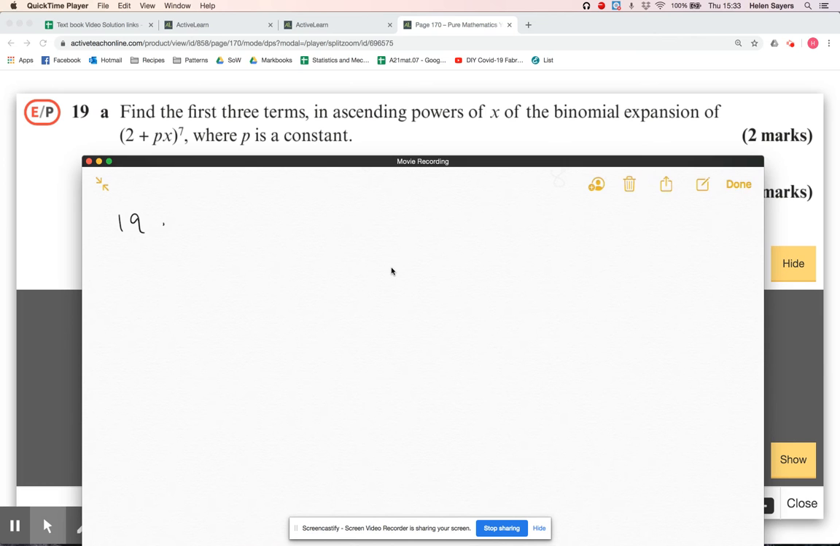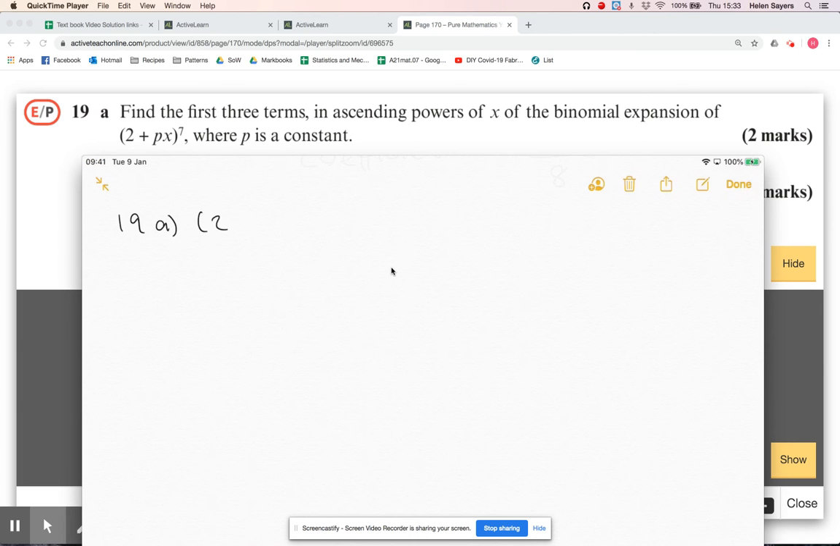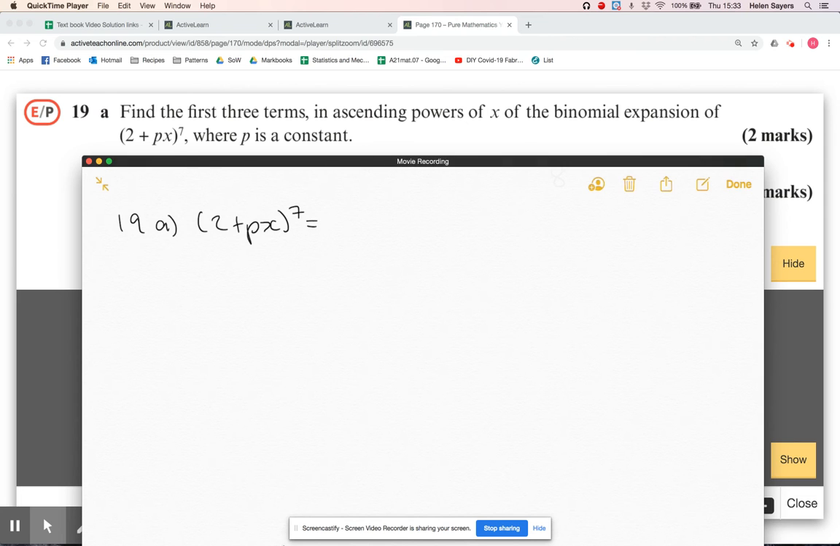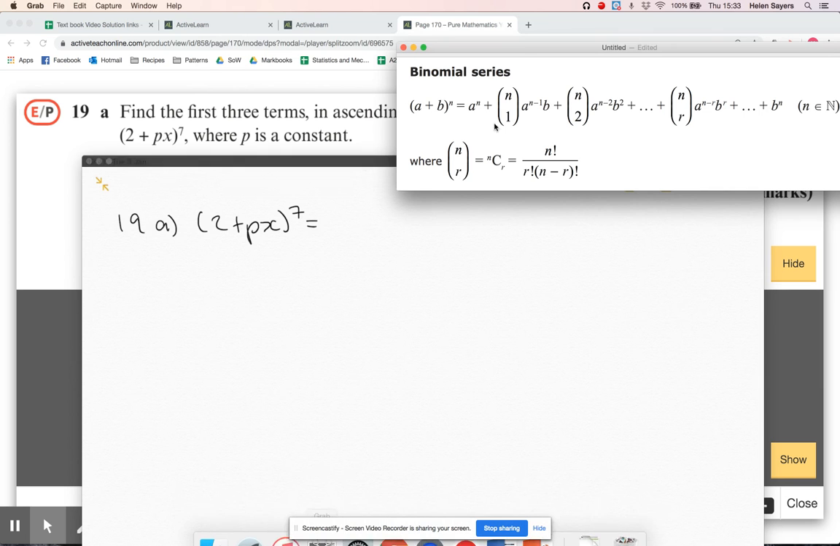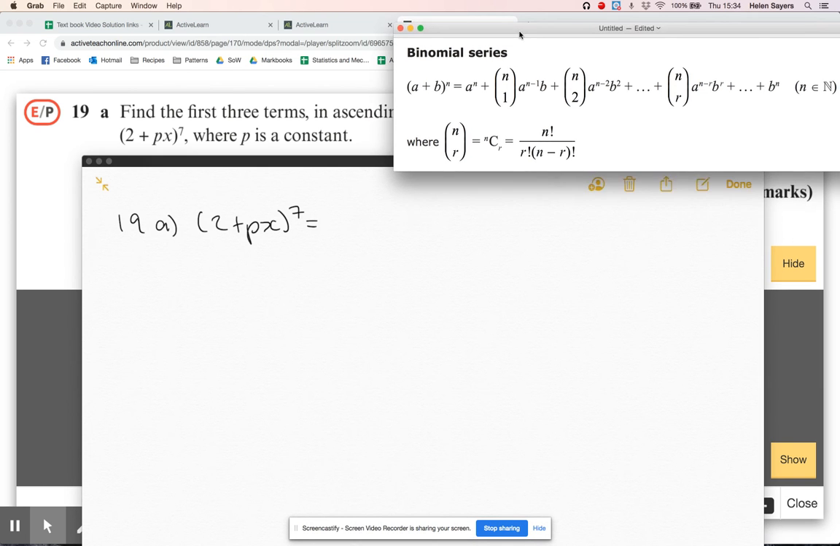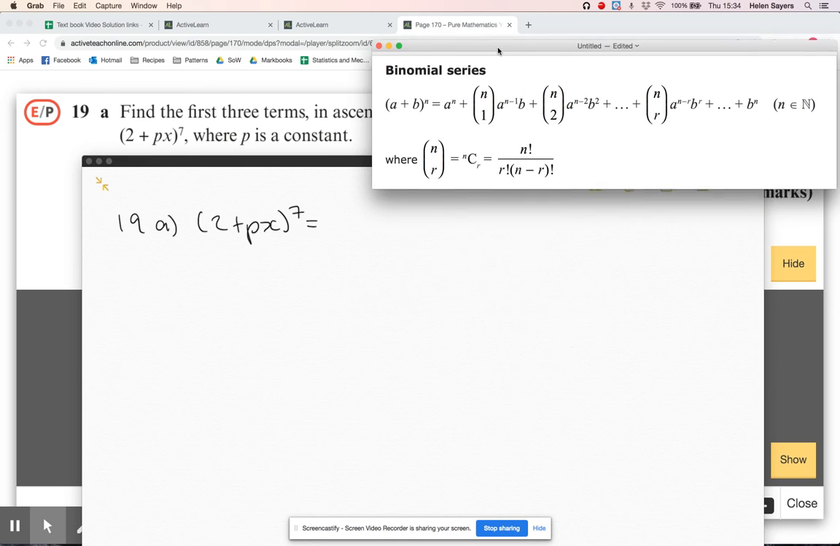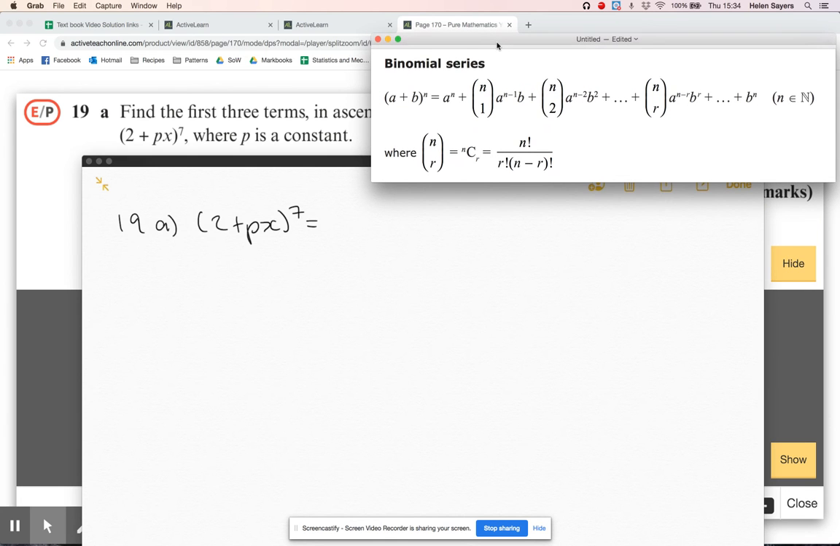So I am doing (2 plus px) to the power of 7. You are given the binomial expansion formula, so you do have that to refer to. You're given that in the exam, but obviously you don't want to just be looking stuff up from that. You want to be very familiar with it.